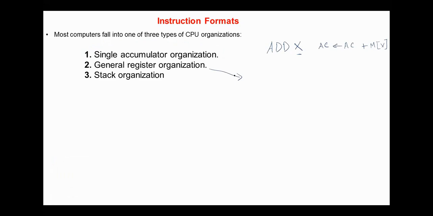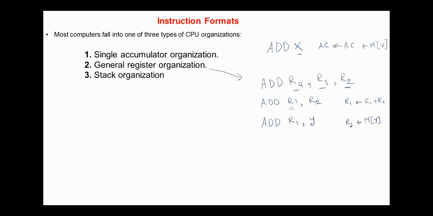General register type computers employ 2 or 3 address fields in their instruction formats. For example, add R4, R3, R2. Here is a 3 address instruction format. The content of R2 is added to the content of R3, and the result is stored in R4. And we can use, for example, add R1, R2. This is a 2 address instruction format. Here the content of R2 is added to the content of R1, and the result is stored in R1. And even with memory locations, for example, add R1, Y. Here the content of the memory location addressed by Y is added to R1, and the result is stored in R1.